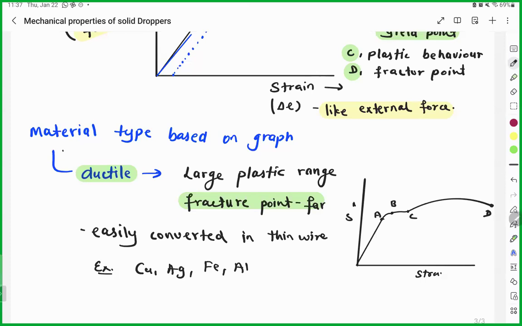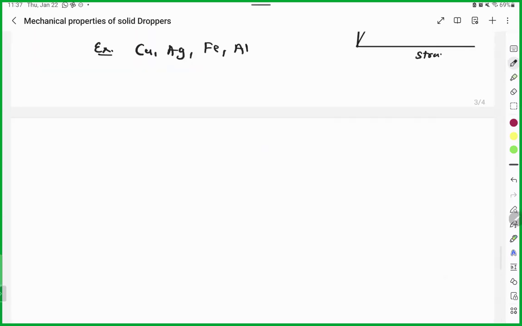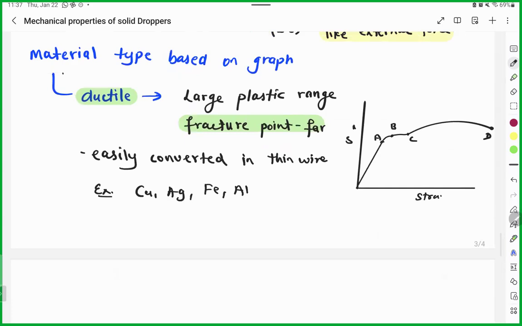But it's difficult to break them because this plasticity range is still very, very high. And when plasticity is high, it means you can convert into thin wire because they can still expand more. See, in chemistry, we explain ductile material and malleable, but here we are explaining based on their increase in length.